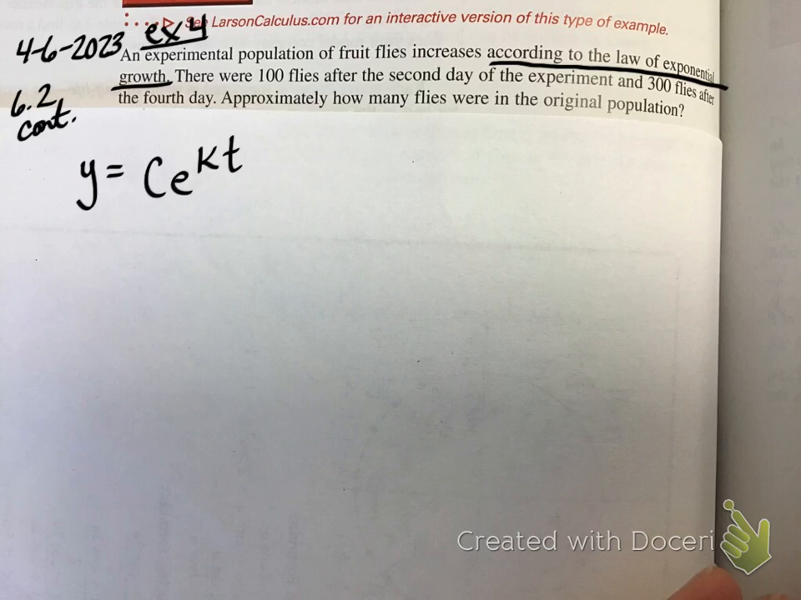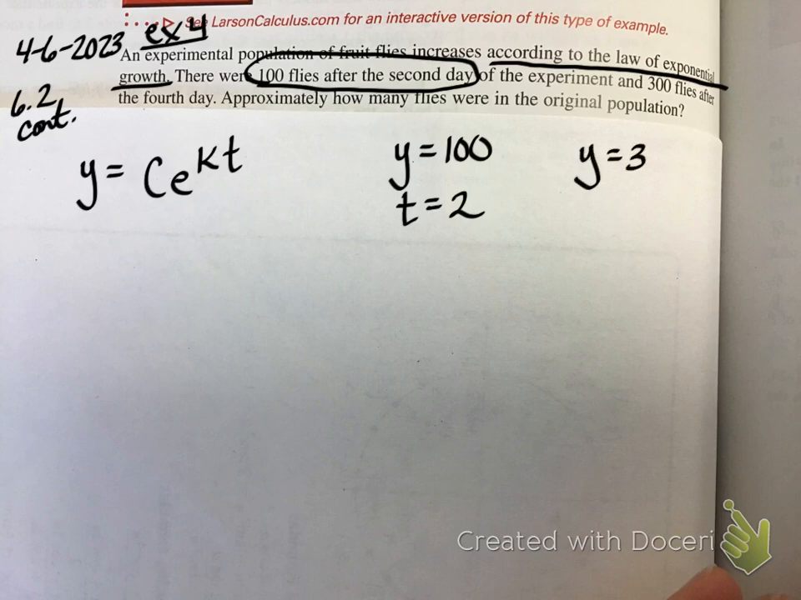There were 100 flies, that's the amount of flies, after the second day, that's time equals 2. So there's that fact. And then there's another fact. And there were 300 flies after the fourth day. So there's another fact that we'll be dealing with.